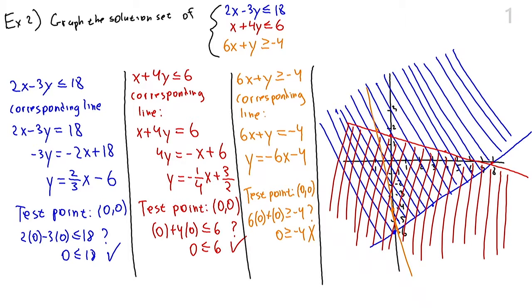So we shade, 0 is indeed greater than negative 4. And so we shade this part of the plane that contains our test point.